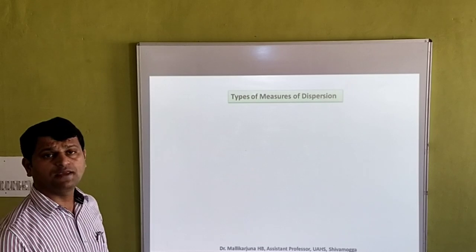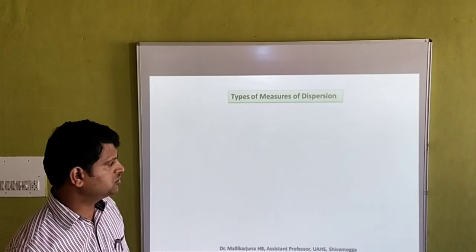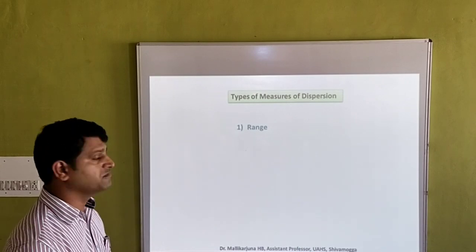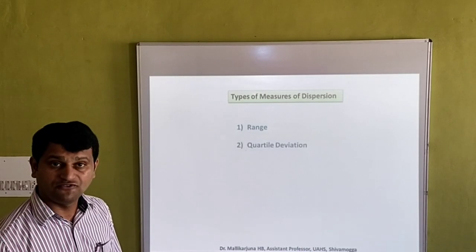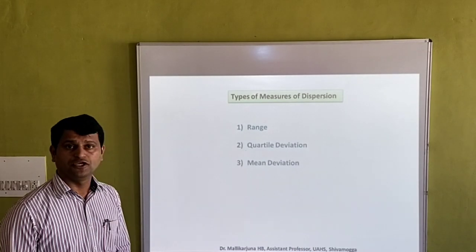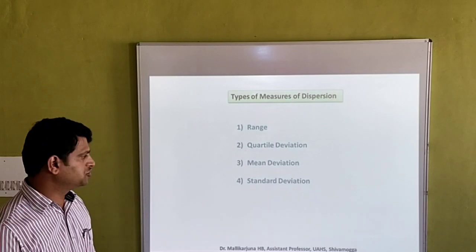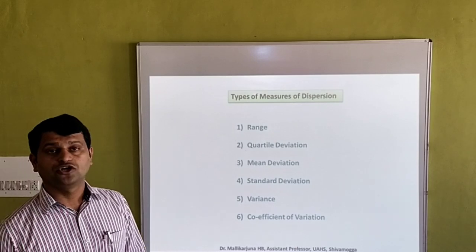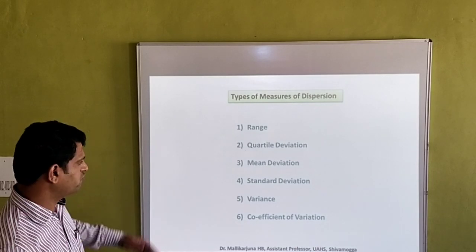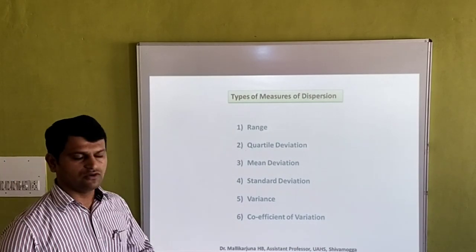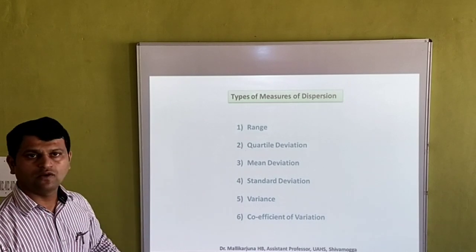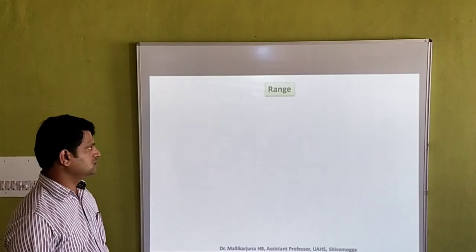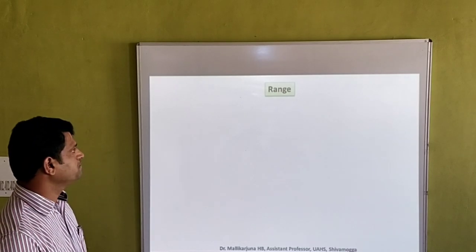Now come to the types of measures of dispersion. Range is one type of measure of dispersion. Then there are quartile deviation, mean deviation, standard deviation, variance, and coefficient of variation. So these are the different types of measures of dispersion. I am going to explain them one by one. Consider the first measure of dispersion, range.